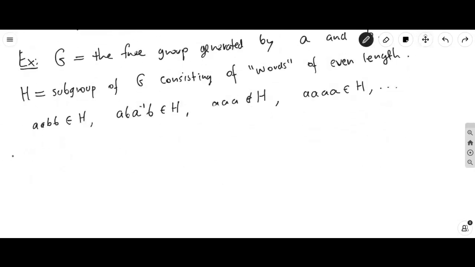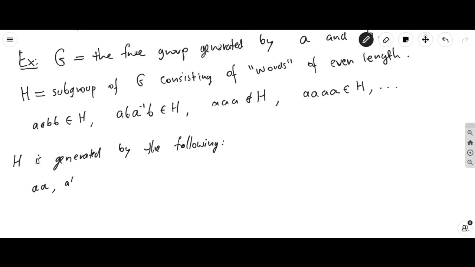And H is generated by the following words. So you would say that if you have a word and it has even length, you just have to look at all of the possible ways you can get two even ones.